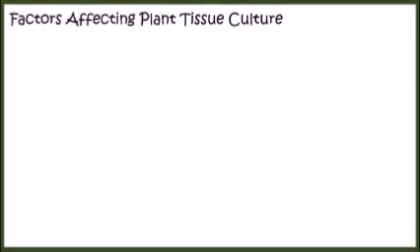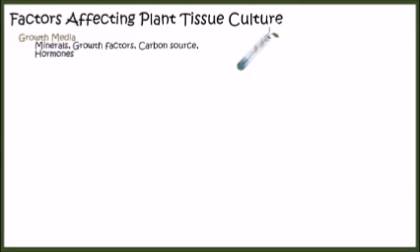Now let's talk about the factors that affect plant tissue culture. First of all, the growth media, because we are growing the plants in vitro. So that is why we have to ensure that proper minerals, growth factors, carbon sources, and hormones are present in this growth media which can support the plant growth.